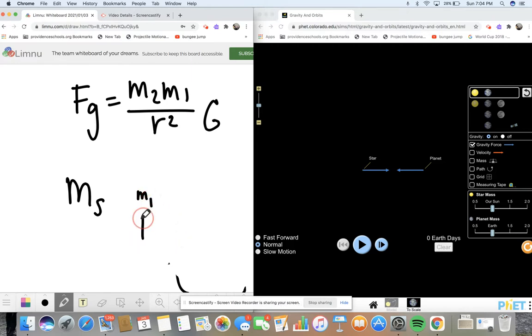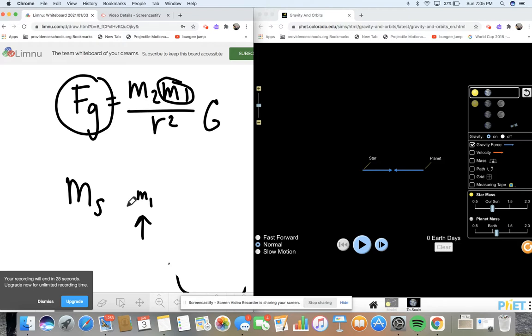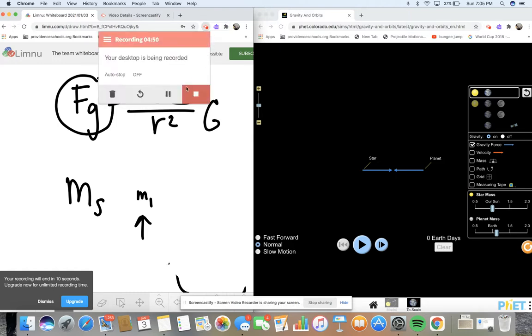And so as you change this, so you make it bigger or smaller, yes, you're changing this gravitational force. And yes, that's true. But when you change this value, it's so small compared to m2 that it's really not affecting Fg that much. So this explains why, even though velocity is staying constant, even though our gravity force is changing, it's not changing that much because the mass of the planet is so much smaller than the mass of the sun. Okay, so hopefully that helps you if you were wondering about that.